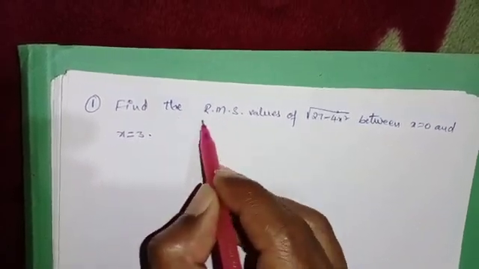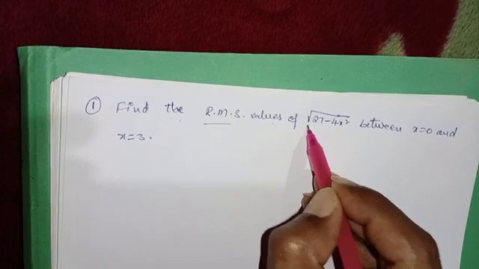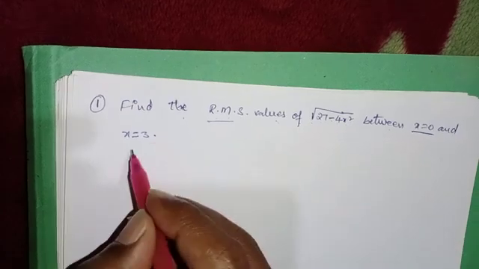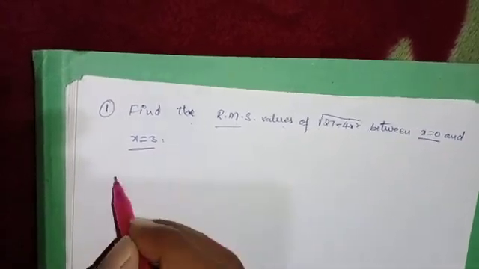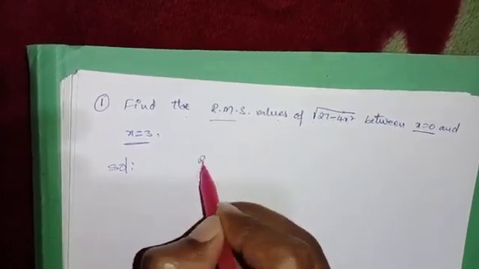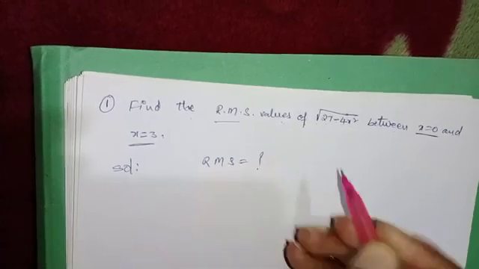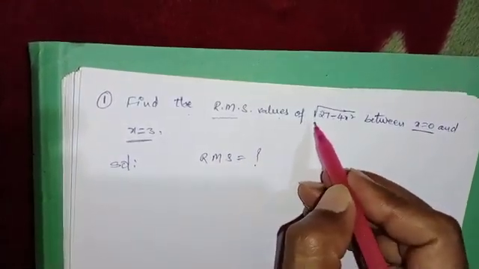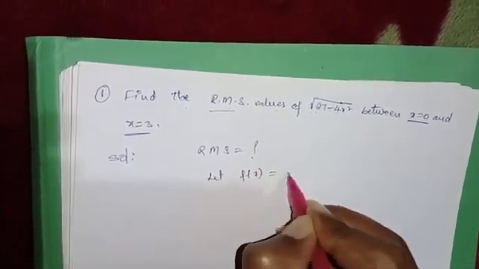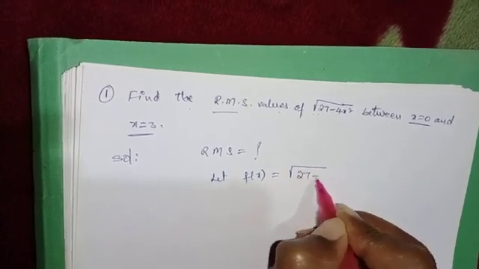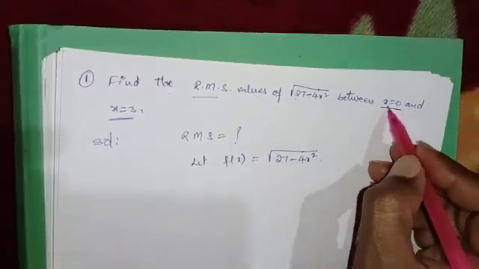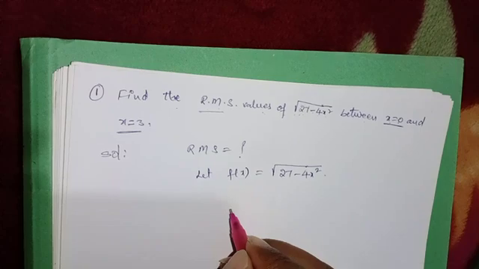Find the RMS value of under root 27 minus 4x square between x is equal to 0 and x is equal to 3. Solution. Here we have to find the RMS value. The given function is: let f of x is equal to under root 27 minus 4x square. The limits are x is equal to 0 and x is equal to 3.